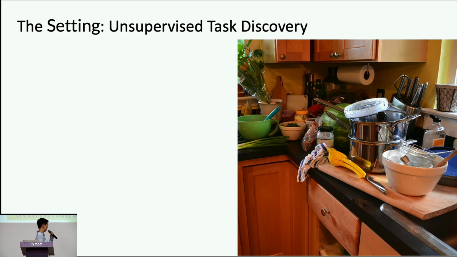So let's start with the setting, which is unsupervised task discovery. In unsupervised task discovery, we drop an agent into an unknown environment. For example, we might start a household robot up in a kitchen for the very first time.